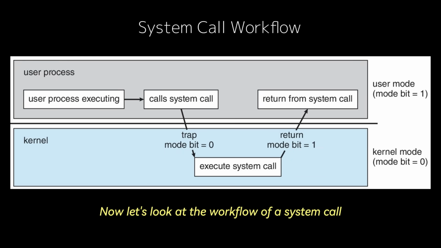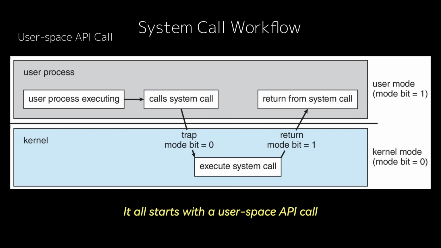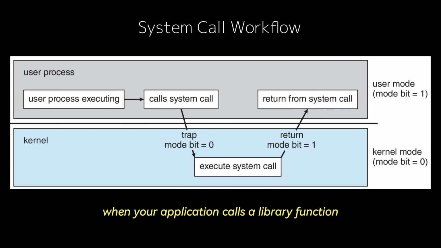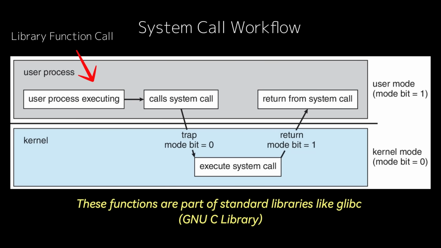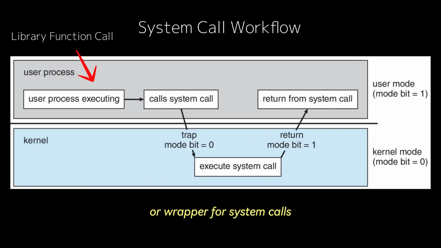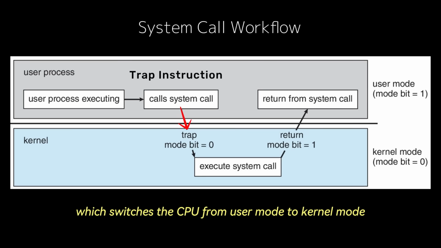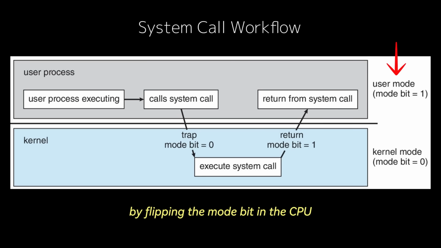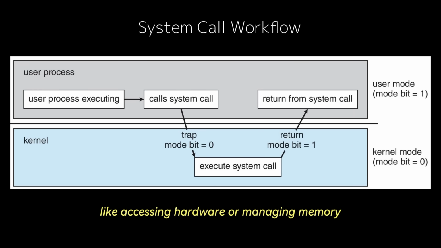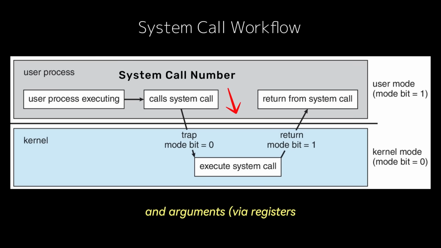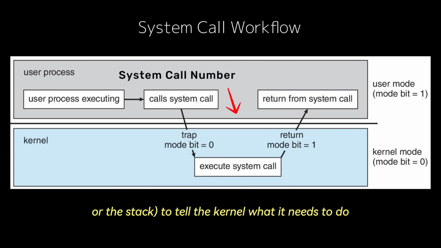Now let's look at the workflow of a system call. It all starts with a user space API call, when your application calls a library function like read or write. These functions are part of standard libraries like glibc that provide an abstraction or wrapper for system calls. The library function triggers a trap instruction, which switches the CPU from user mode to kernel mode by flipping the mode bit in the CPU. Why is this switch necessary? Because only the kernel can execute privileged instructions like accessing hardware or managing memory. Along with the trap, the application passes a system call number and arguments via registers or the stack to tell the kernel what it needs to do.